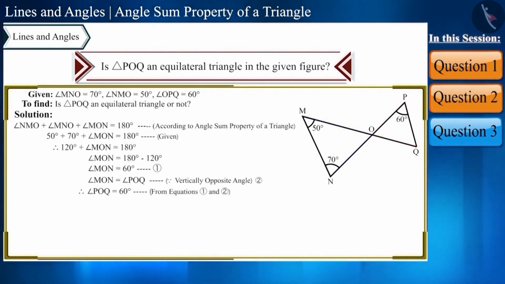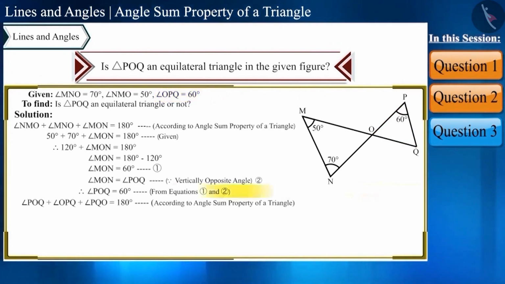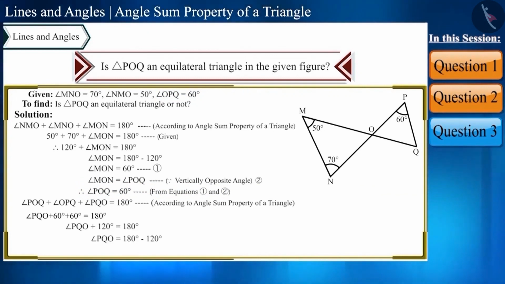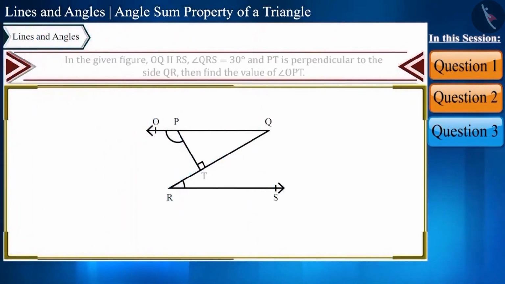And since angle POQ, angle OPQ and angle PQO are angles of the same triangle, therefore angle POQ plus angle OPQ plus angle PQO equals 180 degrees. Here we are given the value of angle OPQ and we have also found the value of angle POQ. Putting both the values in this equation, we get angle PQO equals 60 degrees. And now we can see that all the angles of the triangle POQ are 60 degrees. That is, this triangle is an equilateral triangle. With this, let's move to the last question of this session.